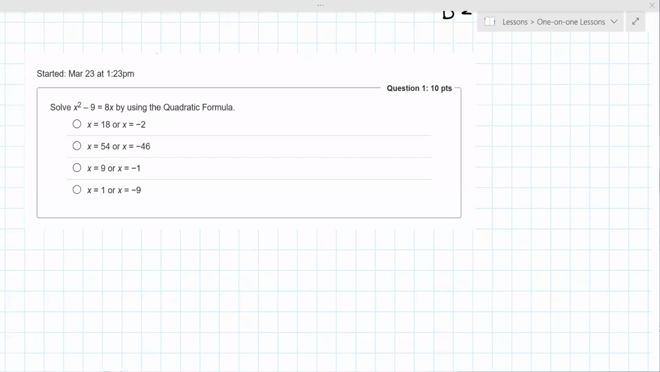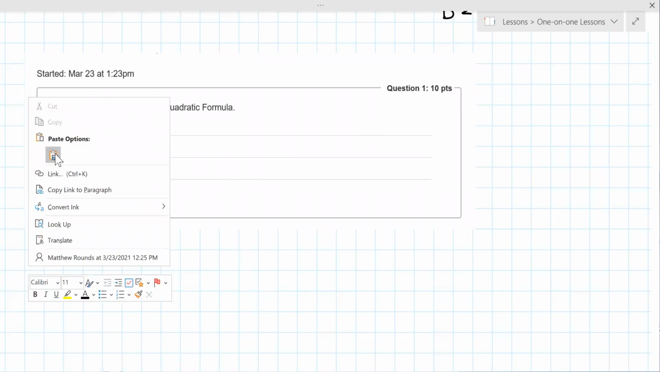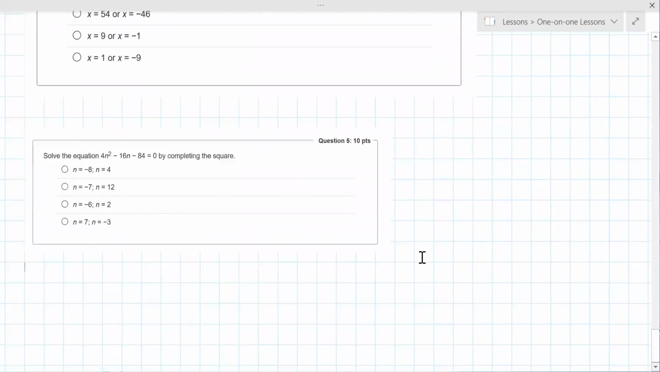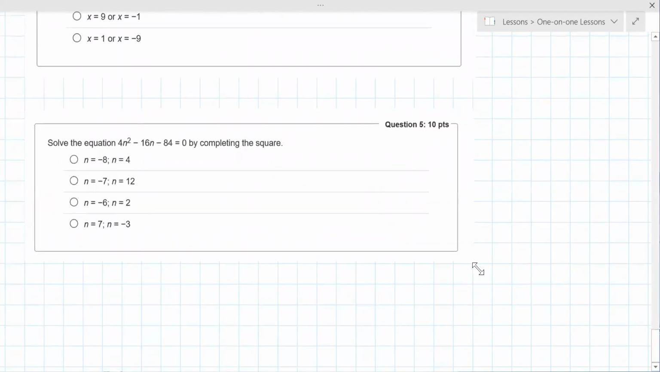I get letter C as my answer. Agreed. That's perfect. So here's the next one I'm going to snip in. It says to do completing the square. I think you should factor it, and I think you should factor out the greatest common factor first. Do you know what I mean by that?